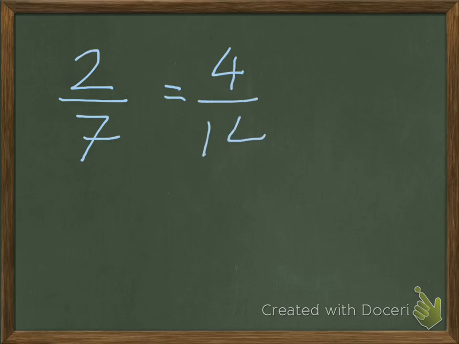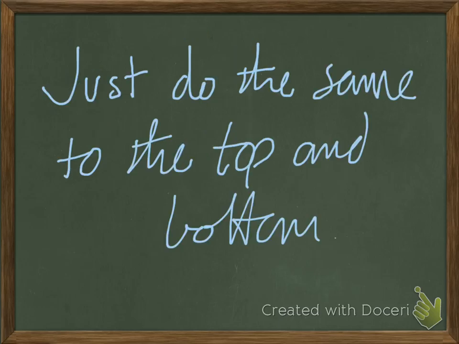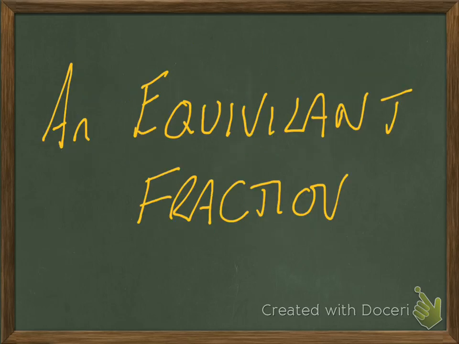And another example, let's have, I don't know, 2/7. An equivalent fraction could be 4/14. I've just multiplied the top and the bottom by 2. That's all I've done. So that's all you have to remember. Just do the same to the top and the bottom. That is an equivalent fraction.